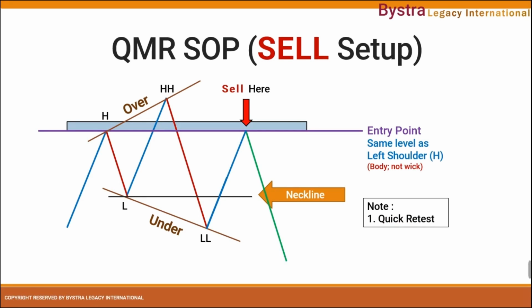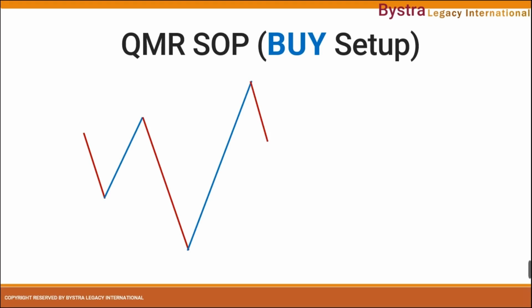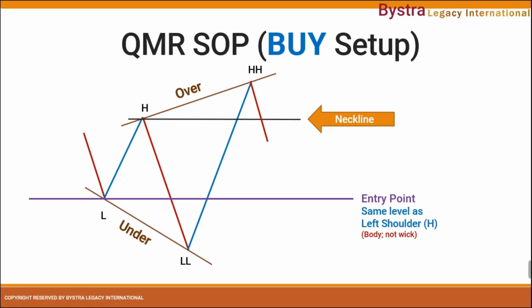Next, let's look at the QMR SOP for the buy setup. Same thing, price will make its pattern. The moment this kind of pattern arises, there's a neckline, and price breaks the neckline. Let's mark the structure again. We have the low, high, lower low, and higher high, and we have the over and under. So this is what we call a QM pattern.